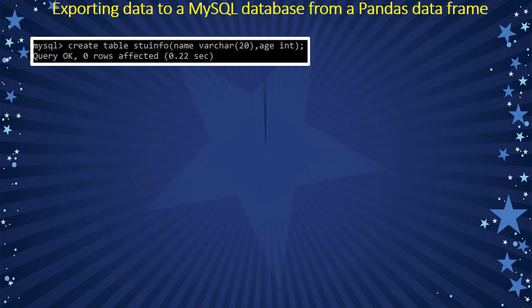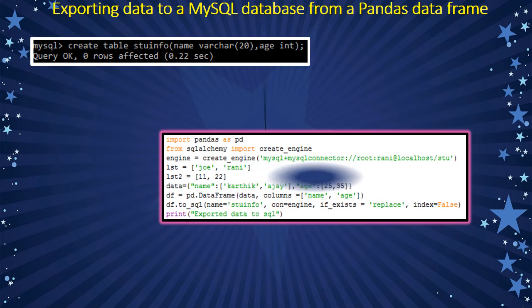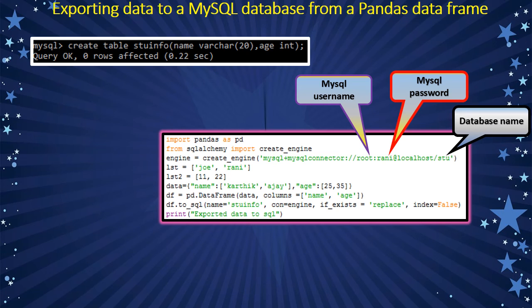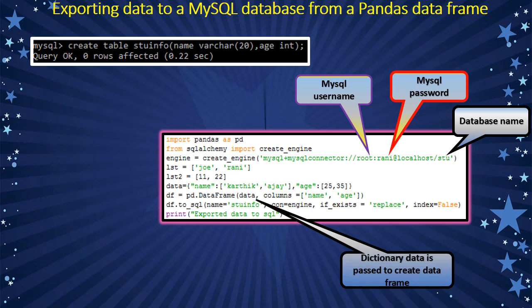Another example in the same way. I'm creating the student info table. So here, as usual, I create the engine. So MySQL name root, password is Ronnie, and database name is stu. So here a dictionary data is created, name Karthik, Ajay and age 25, 35. That data I'm passing with the column titles name and age. So the same table name is stu_info.